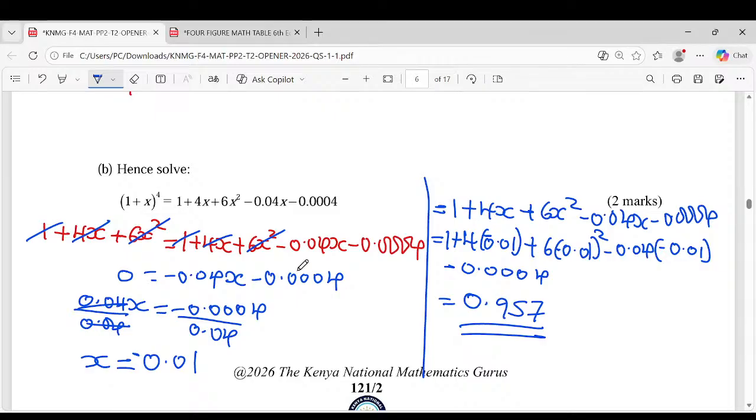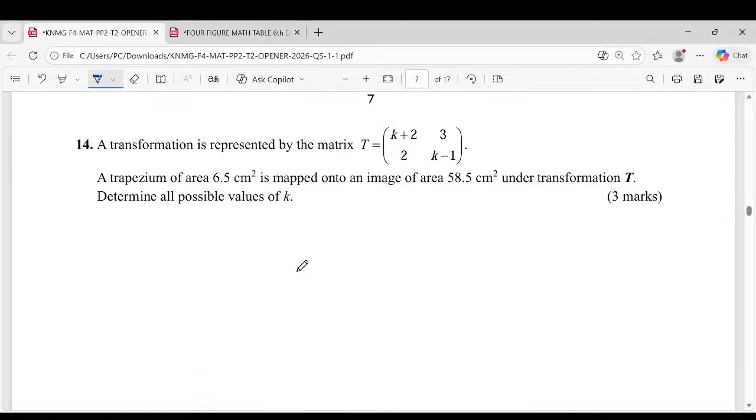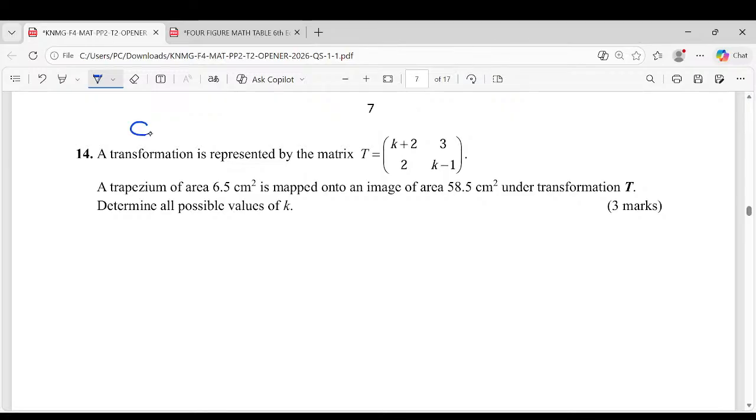Let's go to question number 14. Remember, our number still remains 07, 41, 30, 43, 11.